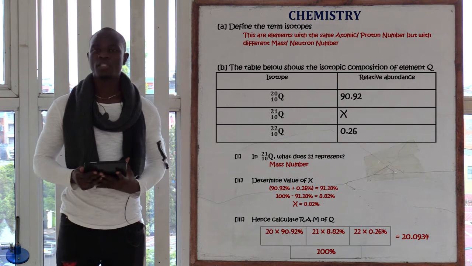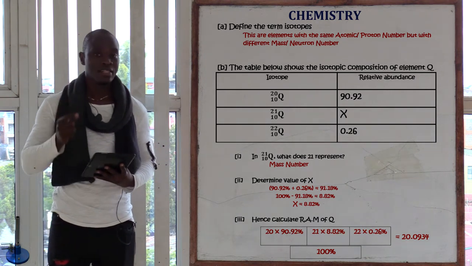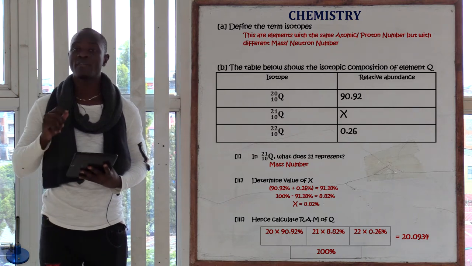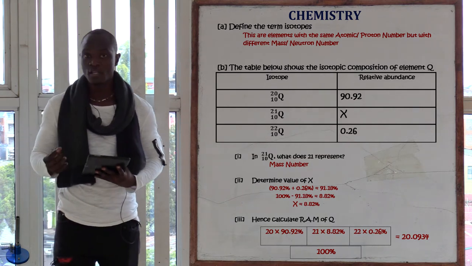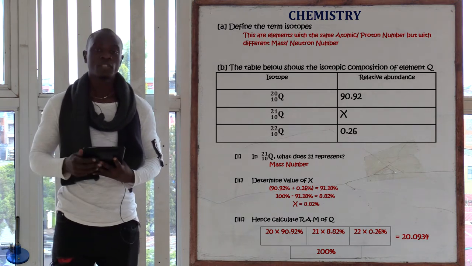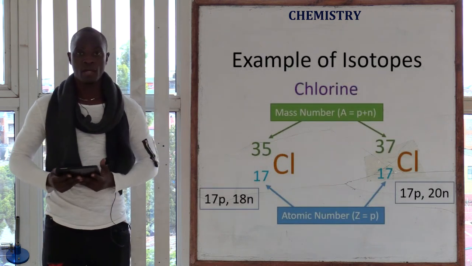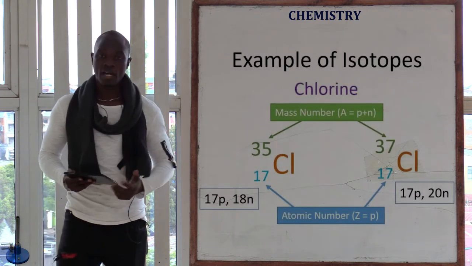In an exam, you should mostly take note not to say that isotopes are substances. You should never say these are substances. You should only say these are elements or these are atoms which have the same atomic number but different mass number. For example, you can see some of the isotopes we have.